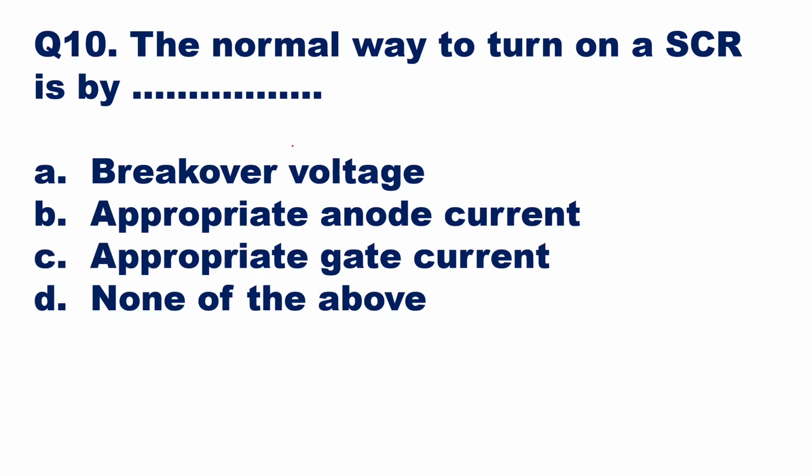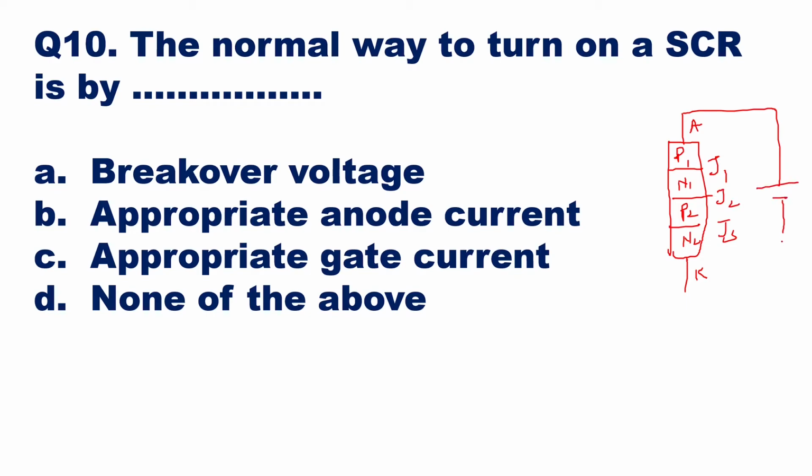The normal way to turn on an SCR is by what? Breakover voltage, appropriate anode current, appropriate gate current, or none of these. So if you see the turning on of SCR, again we will refer to the layer diagram here. So again we will see P1, N1, P2, N2, and this is anode, this is cathode. Junctions J1, J2, J3. Anode is made more positive with respect to cathode.